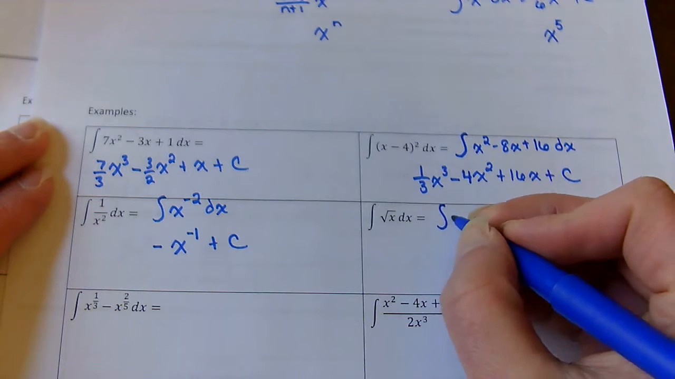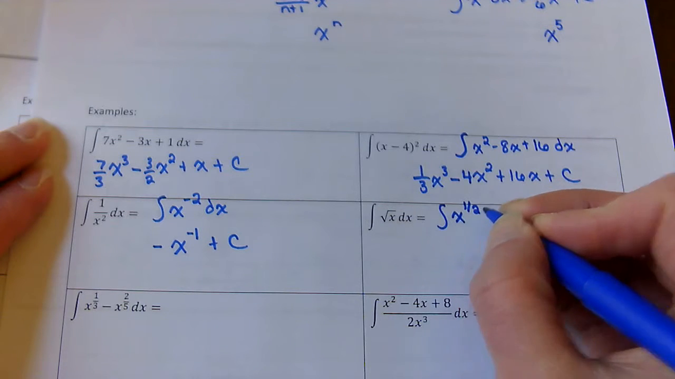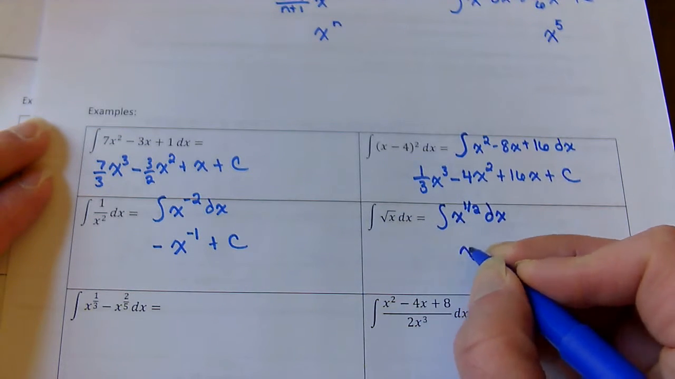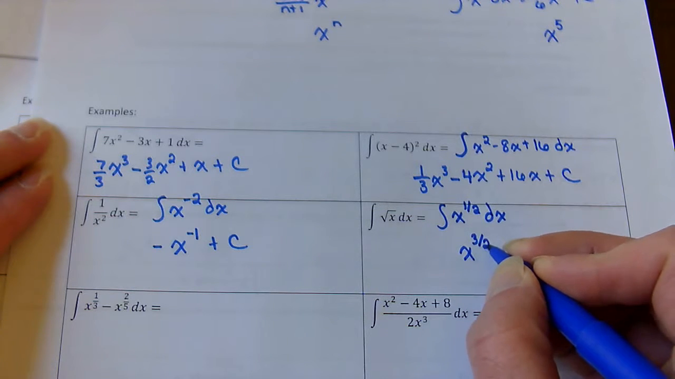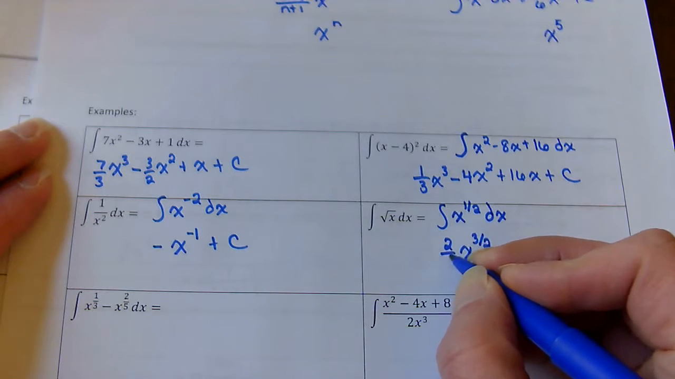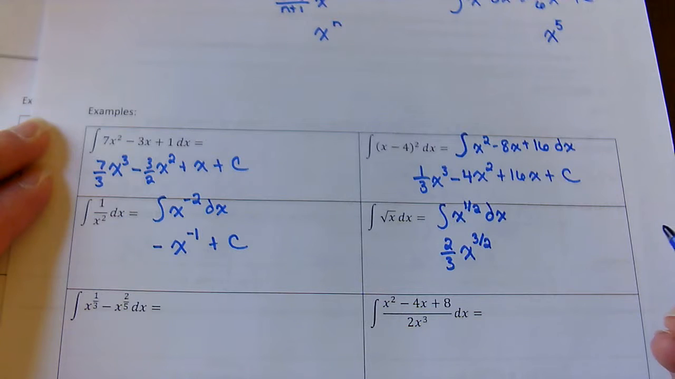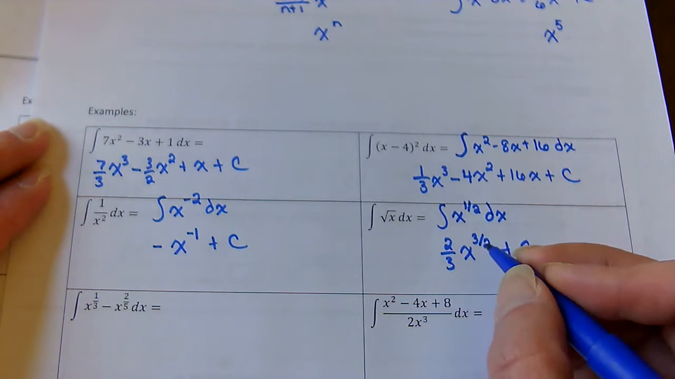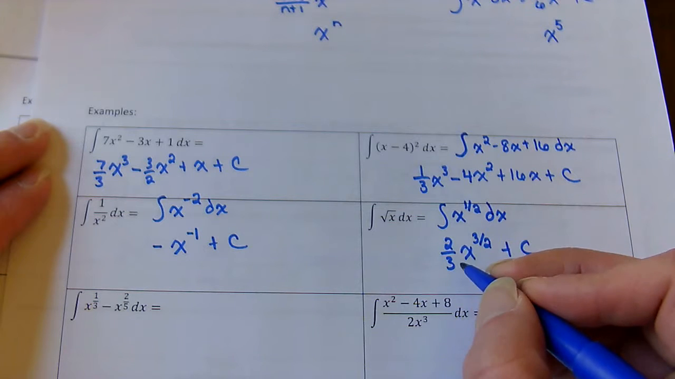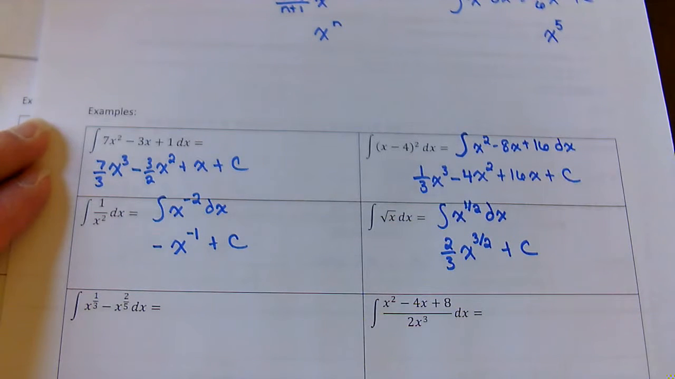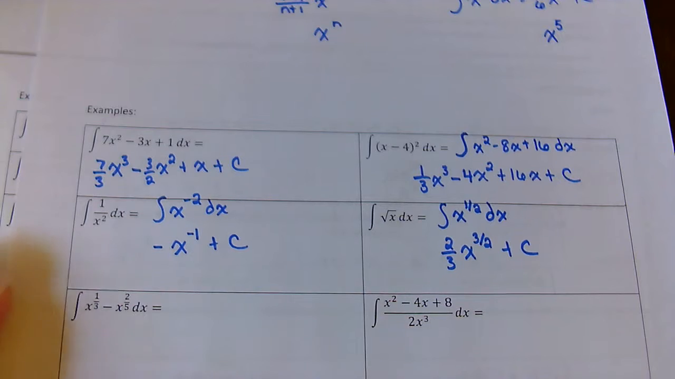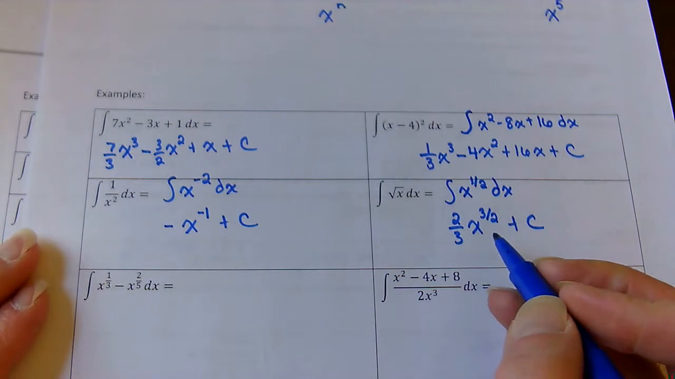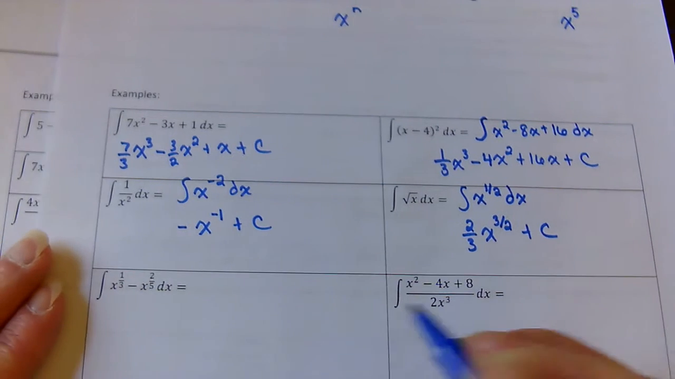Why, sure. I'll write that as x to the 1/2. Add 1 to the exponent. Divide by the new exponent. Dividing by 3/2 would be the same as 2/3. Double check. 3/2 times 2/3 is 1. So even with fractional exponents, rational exponents, we can still do this.